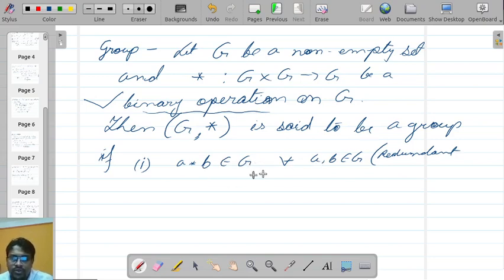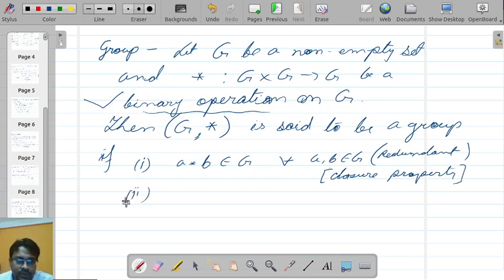So A star B belongs to G for every A, B belongs to G. Okay, so this is called the closure property, or we say G is closed with respect to star. Okay. Number 2 property that should be satisfied is the associative property. A star B, star C should be same as A star, B star C, for all A, B, C inside G.